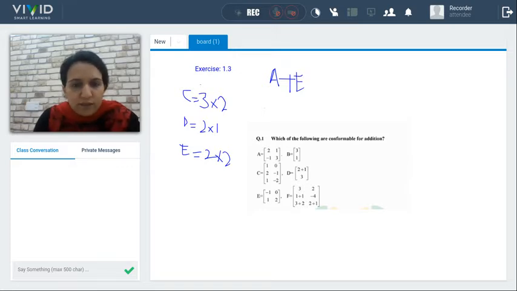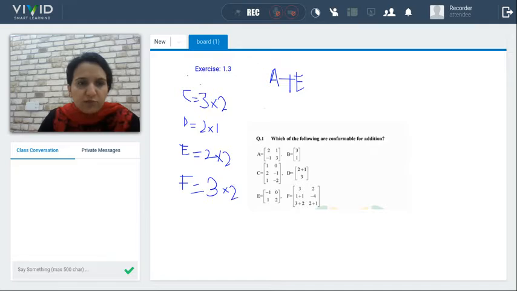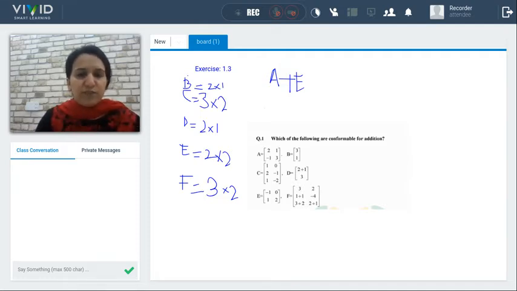Then order of F matrix. Order of F matrix is 3 rows and 2 columns. And order of B matrix was, let's write it down, 2 cross 1. And order of A is 2 cross 2. So looking at the orders of all these matrices, we can find out which matrices can be added. So let's find out the matrices having the same orders.